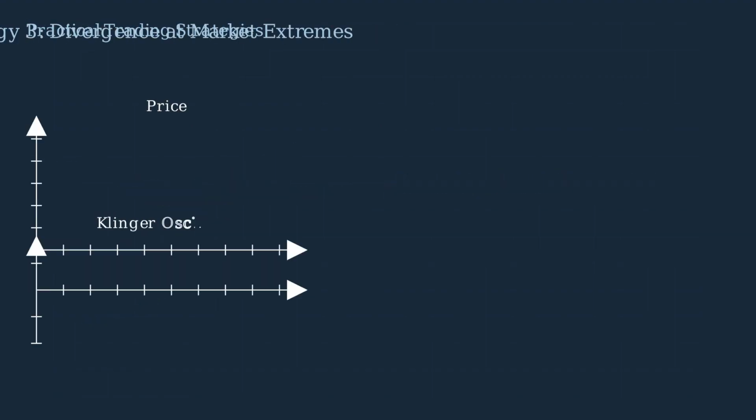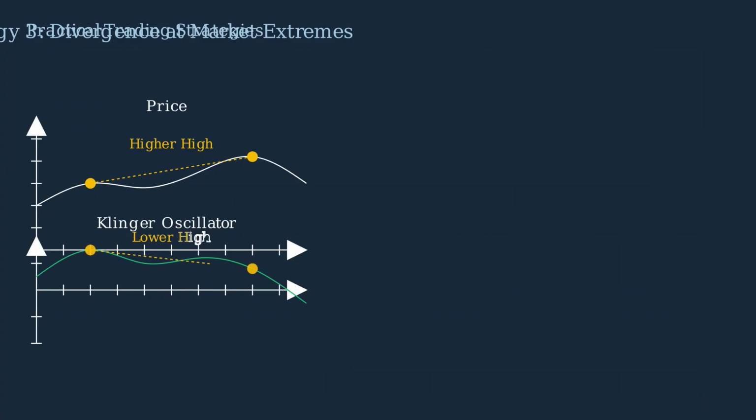Our third strategy focuses on identifying divergence patterns at market extremes, which can anticipate trend reversals. Here we see price making higher highs as it continues its uptrend. However, the Klinger oscillator is showing lower highs, creating a bearish divergence pattern. This divergence warns that momentum is weakening even as price continues higher, signaling a potential reversal. When trading divergences, look for them at market extremes where the probability of reversal is highest.